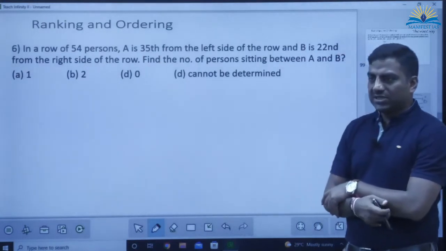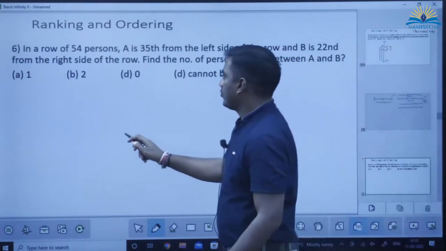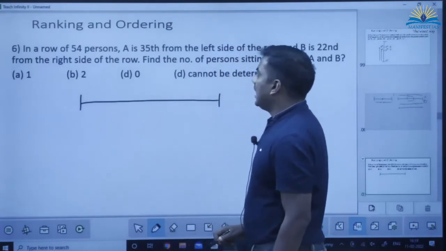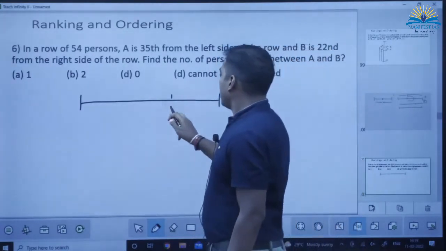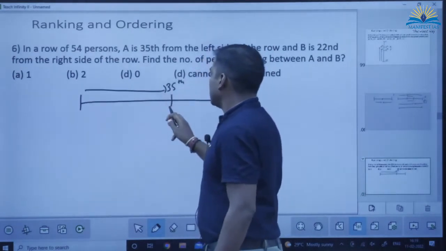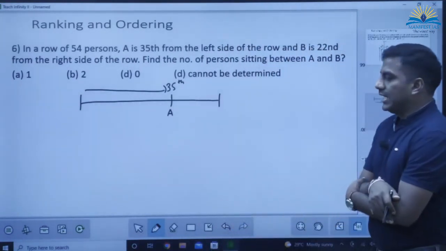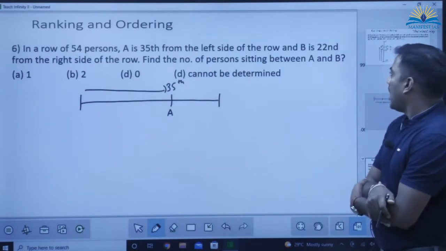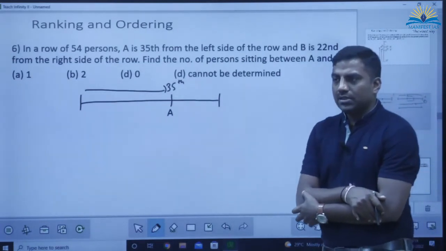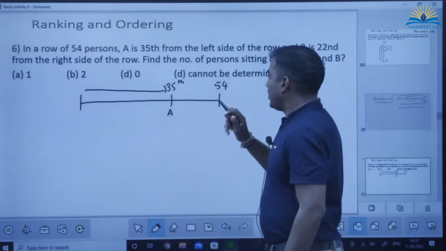In a row of 54 persons, A is 35th from the left. A's position is 35th from the left. This is A. Correct? Then, B is 22nd from the right side of the row. B is 22nd. Totally how many persons are there? 54.